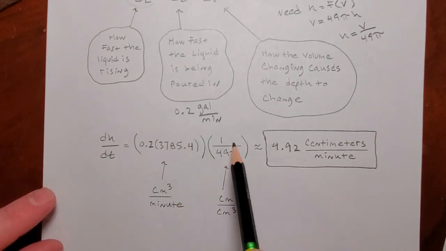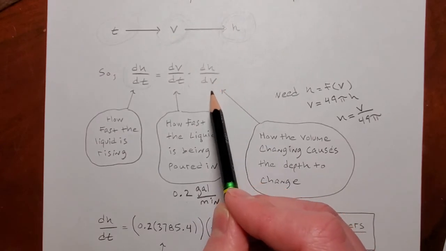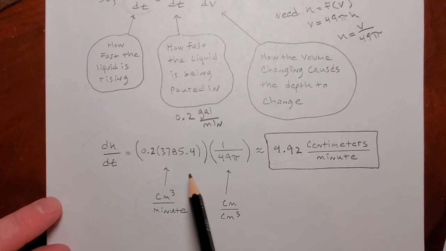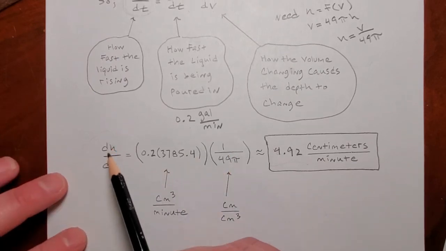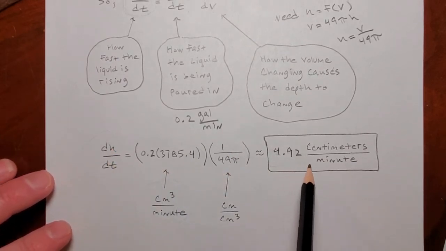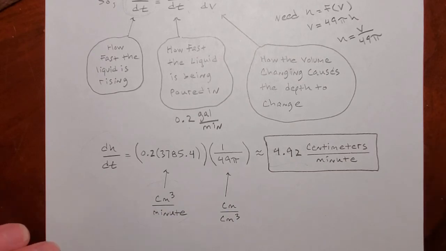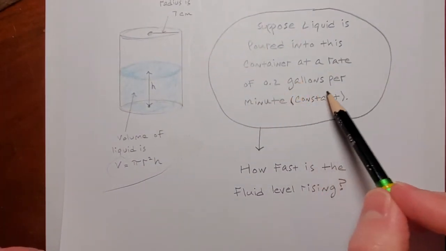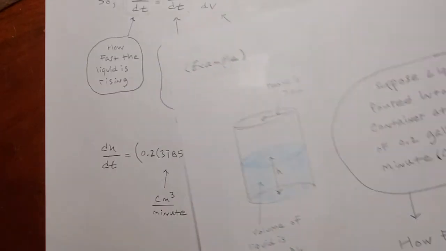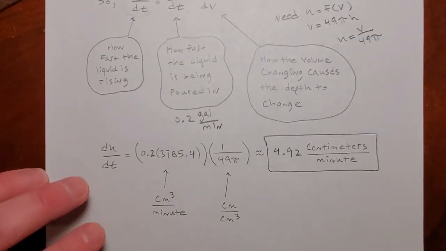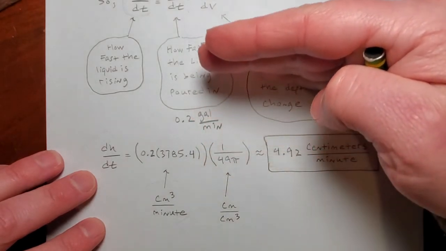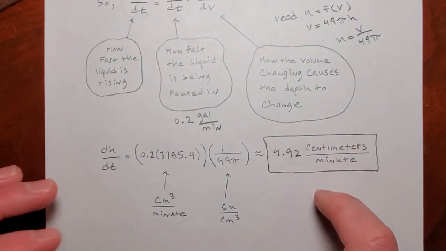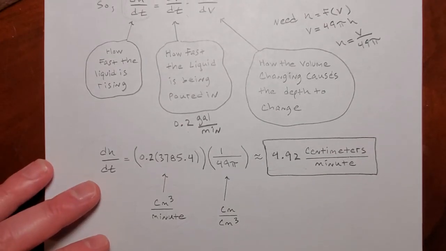So if I take 0.2 times that, that is dV over dt with units converted to cubic centimeters per minute. This, dH over dV, gotten that way, 1 over 49 pi. Multiply it all together, that's dH over dt, that's 4.92 centimeters per minute. So you can pour the liquid in at 1/5 of a gallon per minute, but you'll see it rising as it's poured in that container, almost 5 centimeters per minute.